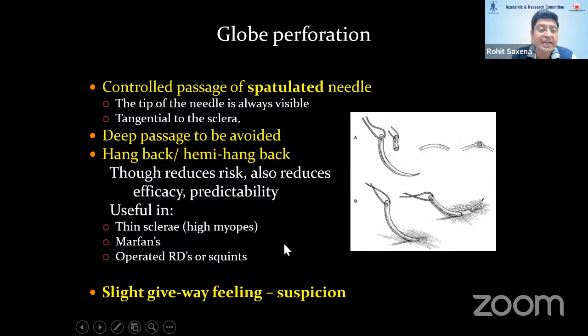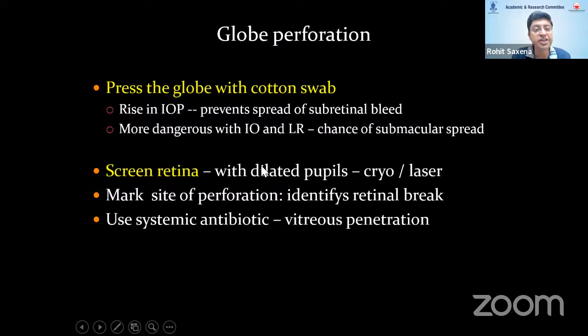When there is thin sclera, Marfan's, or previously operated eyes, you may think of a hang-back or a hemming hang-back. A slight give-way feeling raises the suspicion that there is a perforation. The moment you have a doubt, press for a little while you're operating, dilate the pupil, screen the retina, and mark the site of perforation so that you can identify a hemorrhage or a break. And of course, consult with your retina specialist on how to manage if there is a problem.